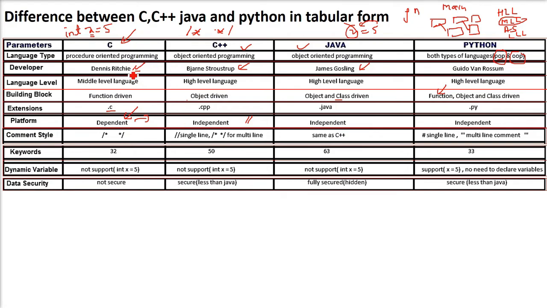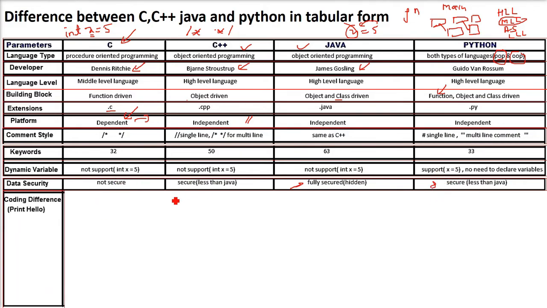Data security. C is not very secure because everything is open. Everything is global and gotos are used. C++ is secure, but Java is more secure. And Python is also secure.